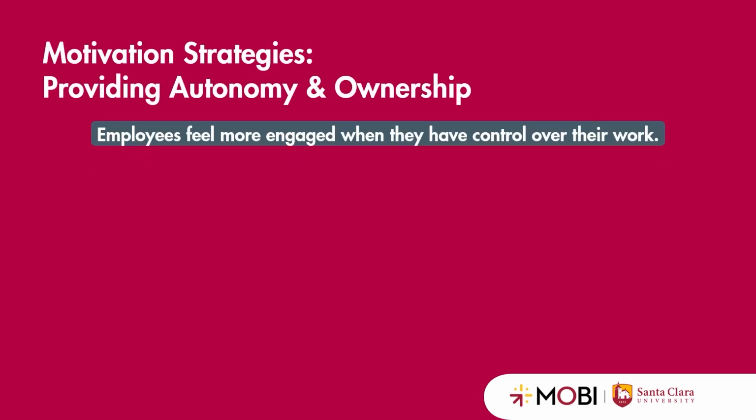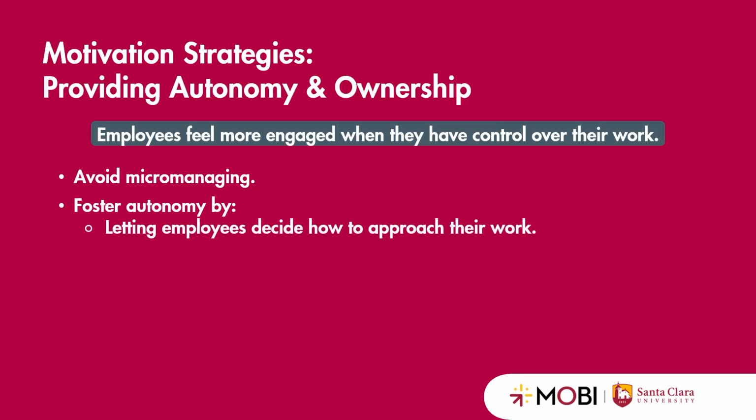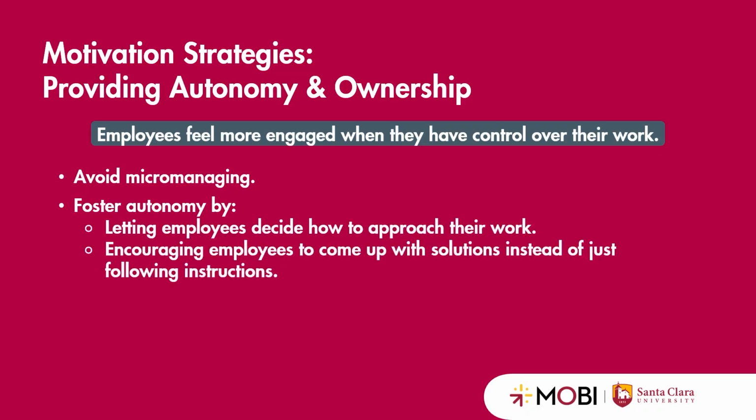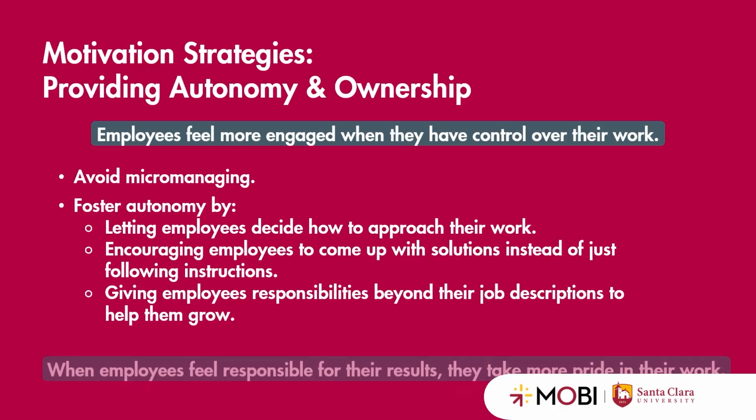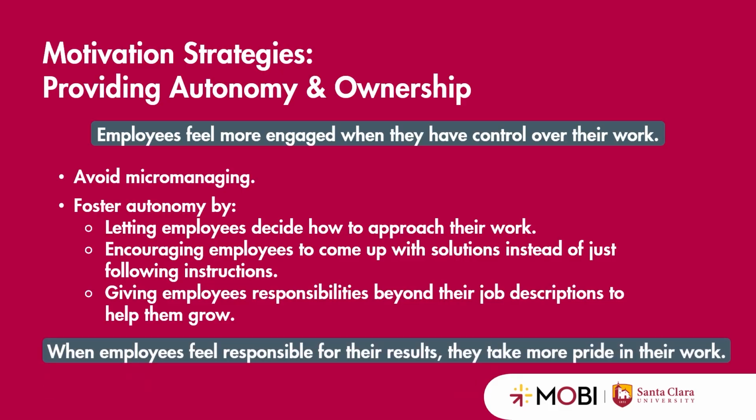Employees feel more engaged when they have control over their work. Avoid micromanaging, trusting your team to take ownership of their tasks. Ways to foster autonomy include letting employees decide how to approach their work, encouraging employees to come up with solutions instead of just following instructions, and giving employees responsibilities beyond their job description to help them grow. When employees feel responsible for their results, they will take more pride in their work.